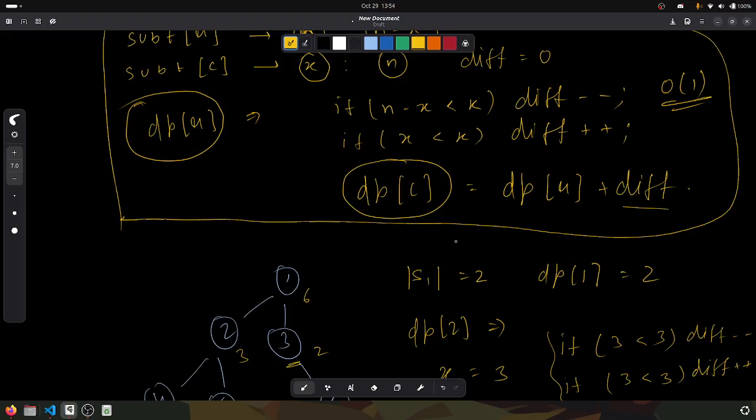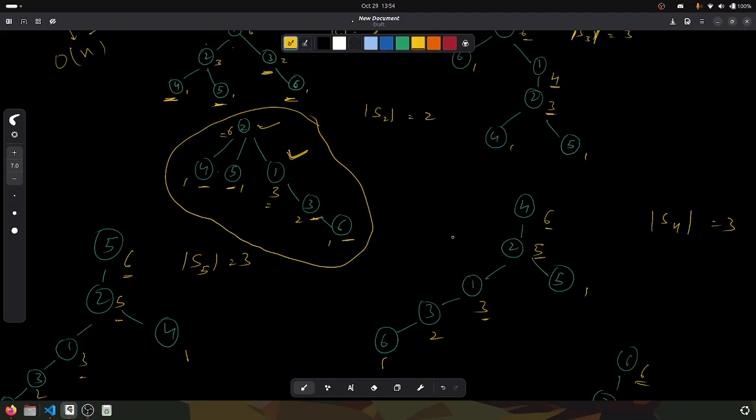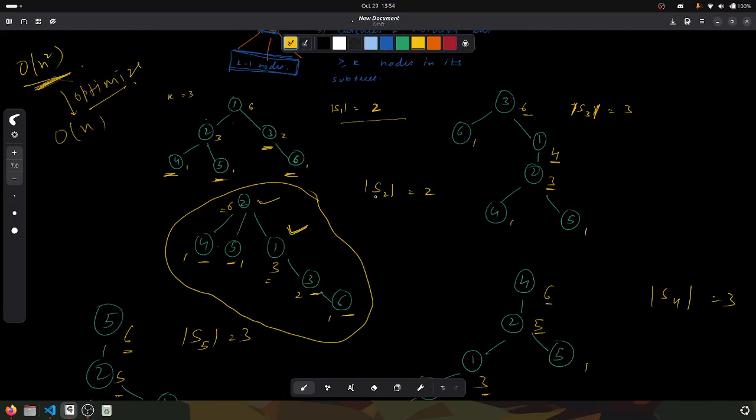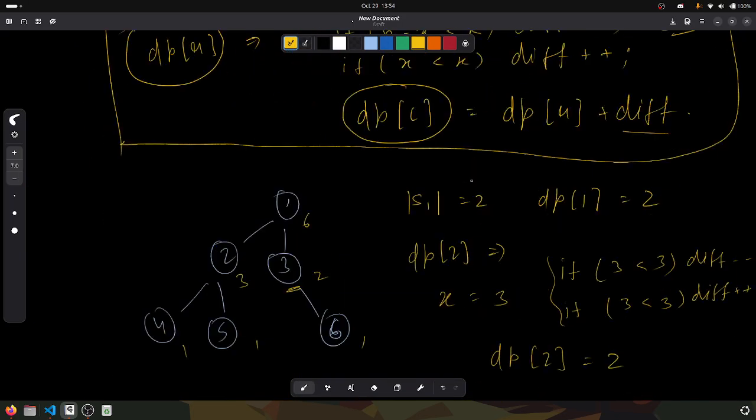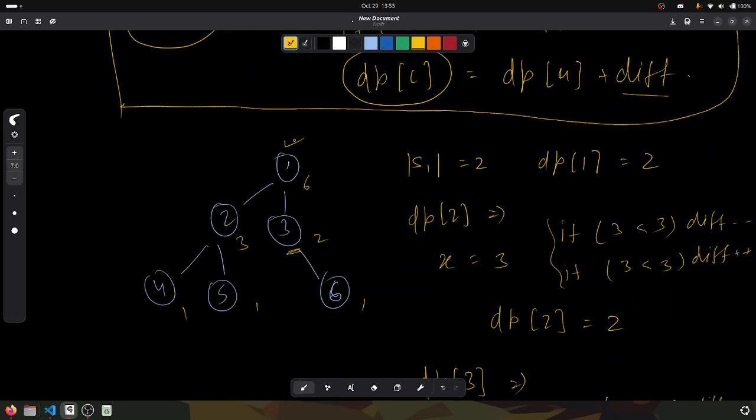We can cross check also. dp of 1 was 2, dp of 2 was 2, dp of 3 was 3. So now we have found out the answer for this, this and this. Let's move on to finding the answer for these.